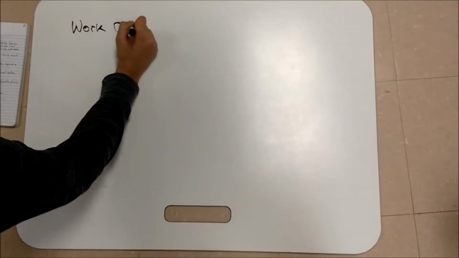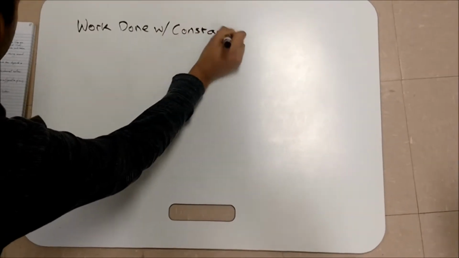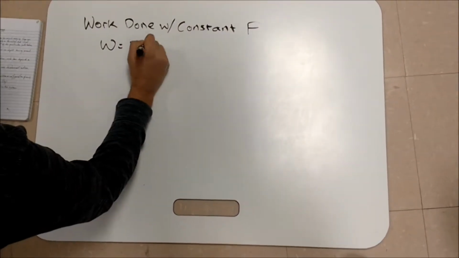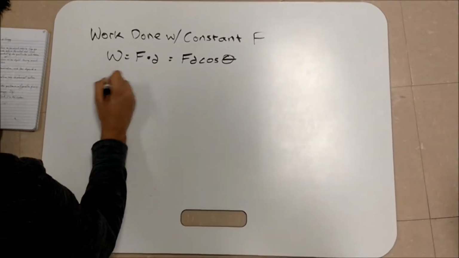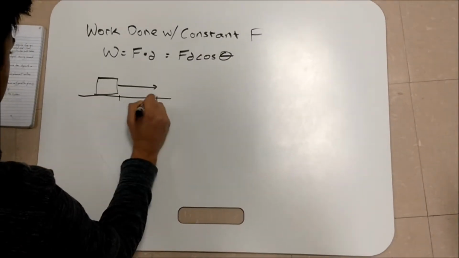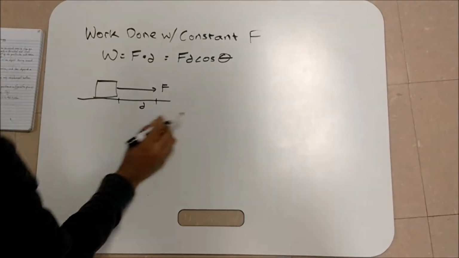Work is something done on an object when a force acts on it over a distance. For a constant force and direction of travel, it is given by the dot product of the force vector and the displacement vector, which you can calculate with F D cosine theta.